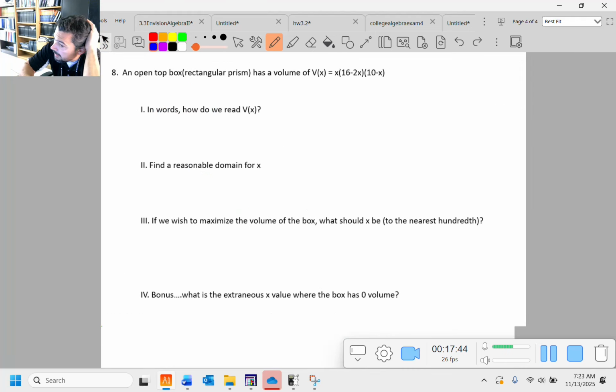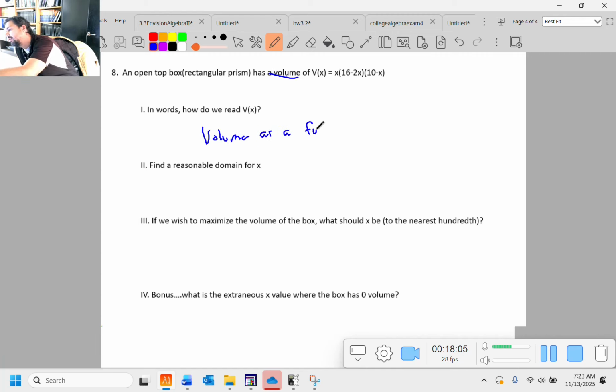An open-top box has a volume, and I gave it to you. The formula is given to you. In words, how do we read V parentheses X? I had a kid tell me it stood for velocity. Volume. It's right there, volume. Volume as a function of X.